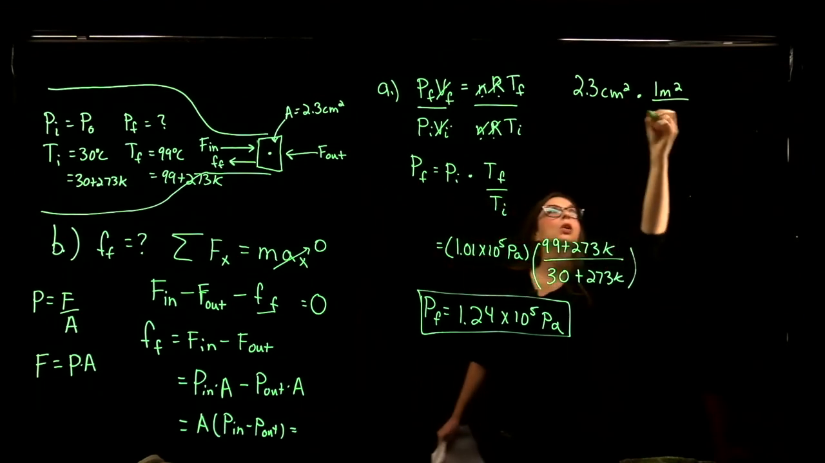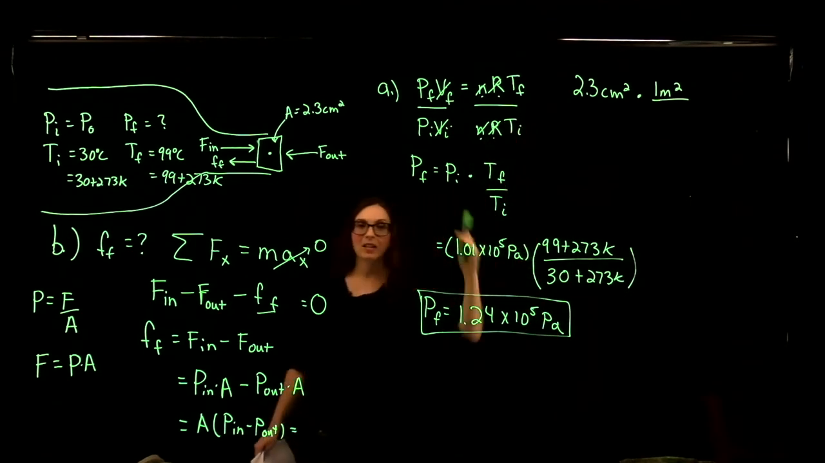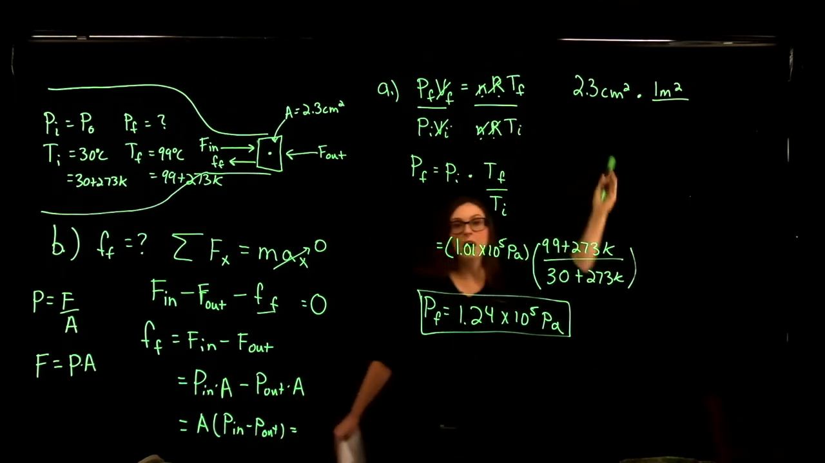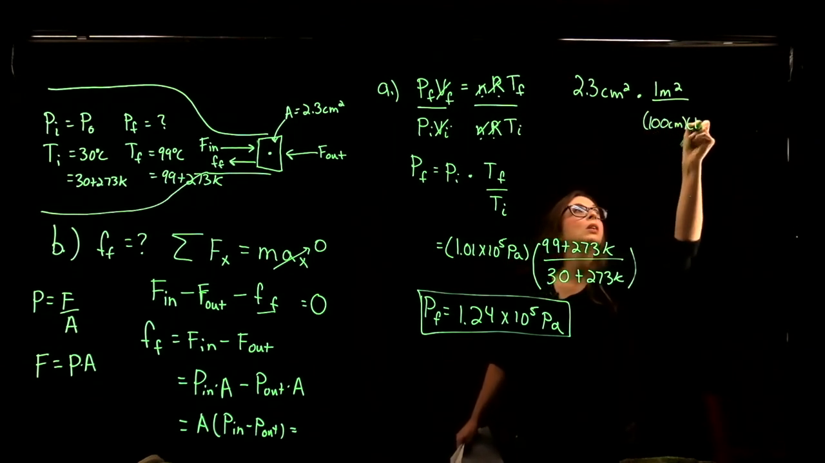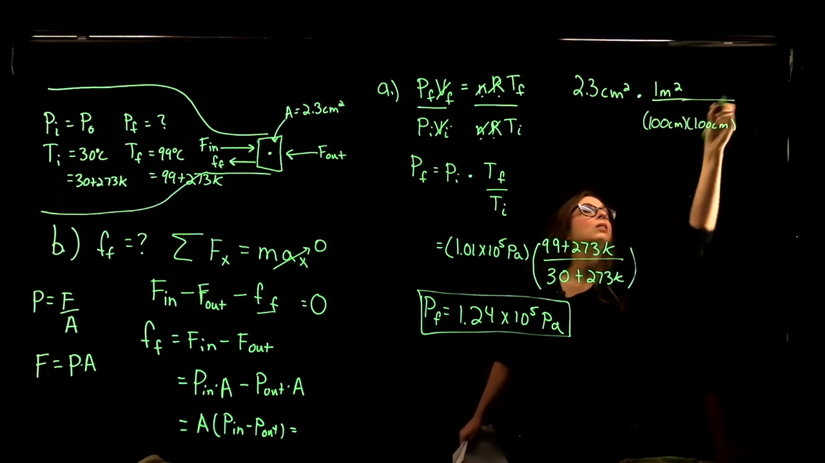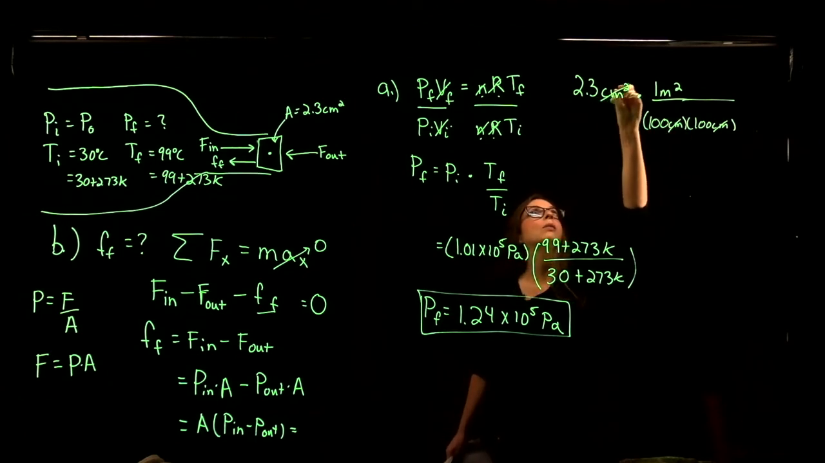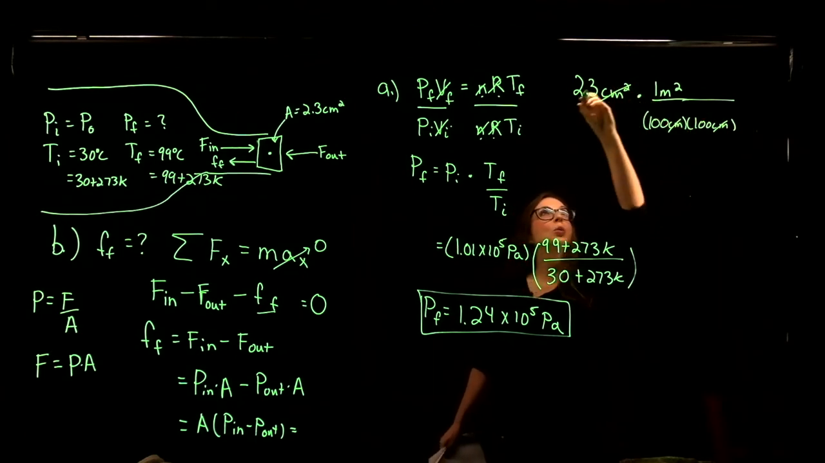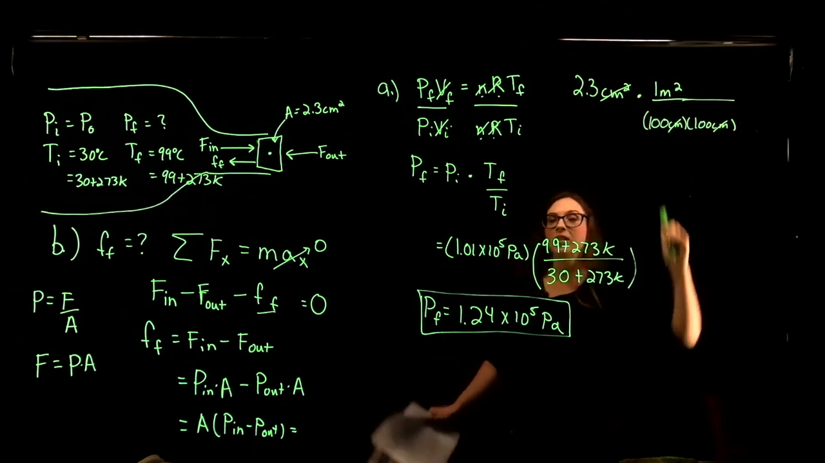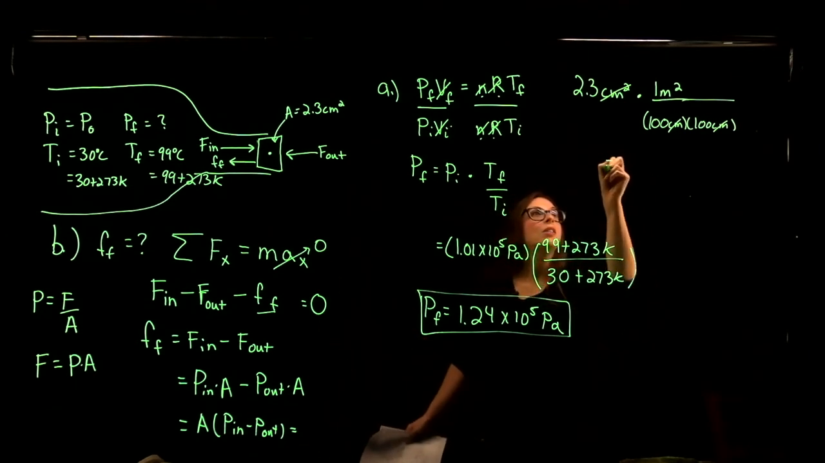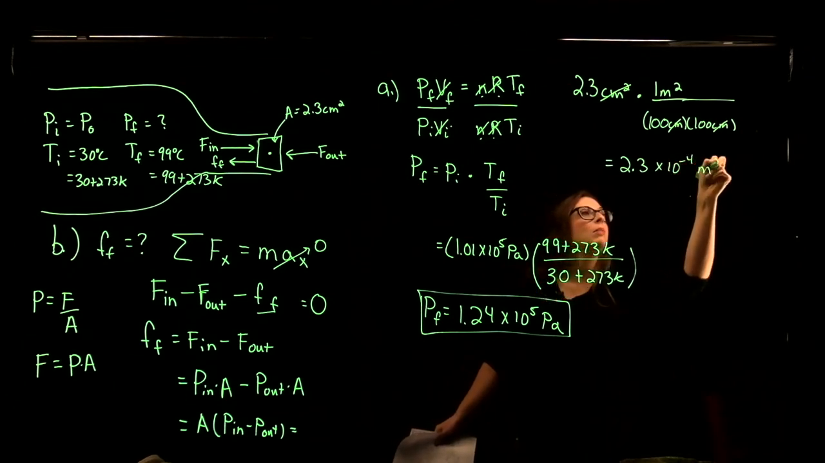Well, let's see. So 1 meter squared, that's 1 meter times 1 meter, okay? Length times width, 1 meter times 1 meter. There's 100 centimeters in a meter, so that will be 100 centimeters times 100 centimeters. And so these go away, okay? Those centimeters squared cancel with these down here. So we'll have 2.3 divided by 100 times 100 to give us this area in meters squared. So that area in meters squared is 2.3 times 10 to the minus 4 meters squared.